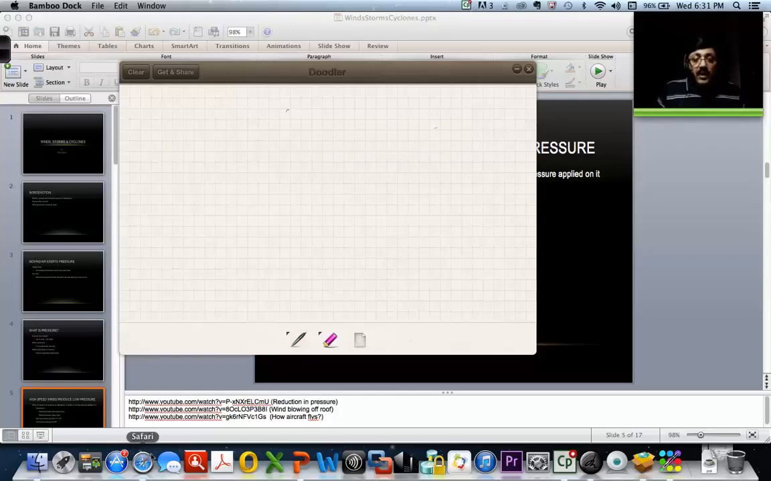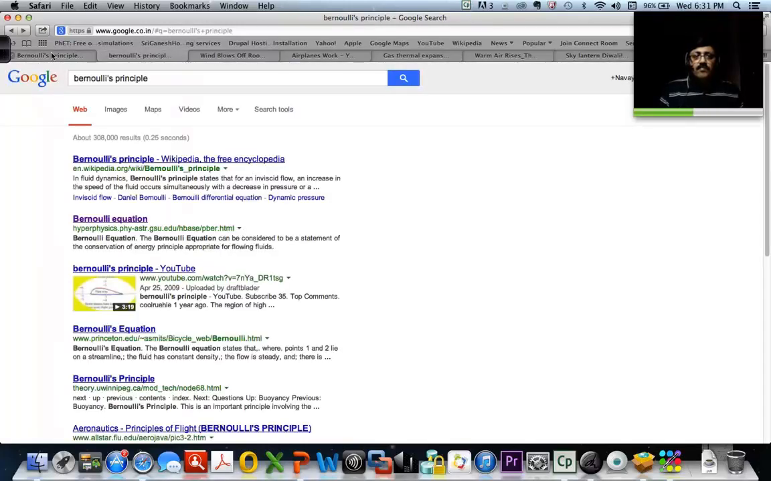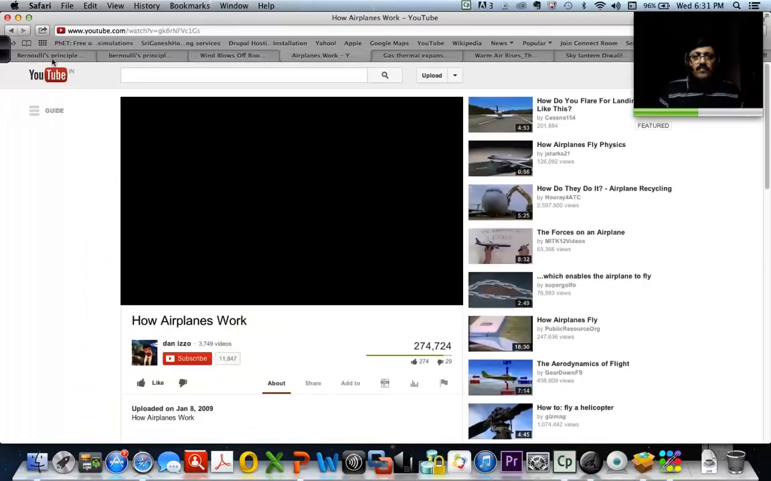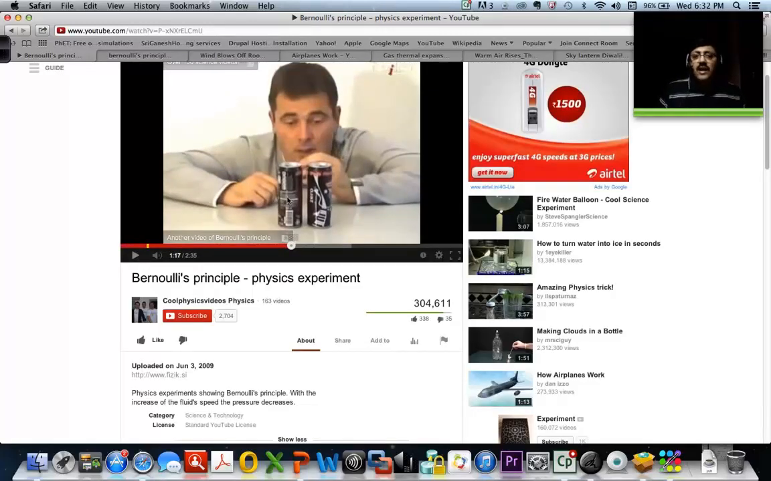Now let me just show you an experiment here which shows this fact. Look at what this gentleman is doing. Here you can see what the gentleman has done. He has put two coke tin cans very close to each other, and what he's going to do is blow air in that gap. Now let us see. What is really happening before all this is happening? You have two cans. So before he blows, what is the scene? Let us look at that.